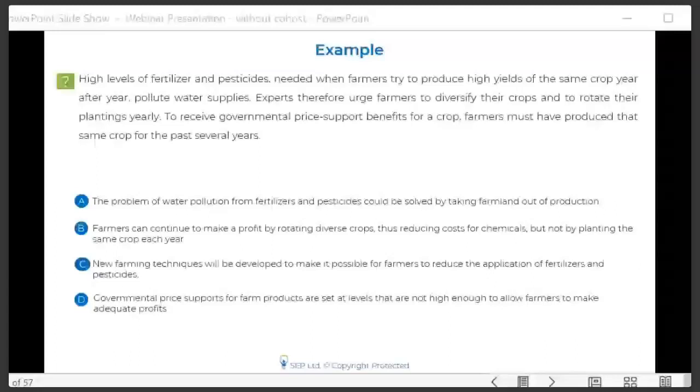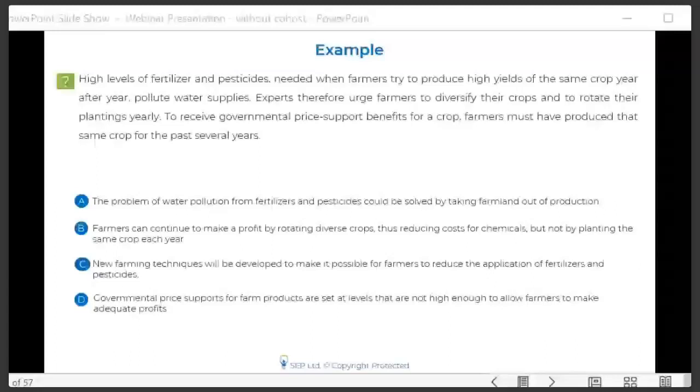Now, the rest of the 50% of the class chose choice D: governmental price supports for farm products are set at levels that are not high enough to allow farmers to make adequate profits. Now, all that we know about governmental price support is that for it the farmers have to grow the same crop year after year. But we cannot infer anything.